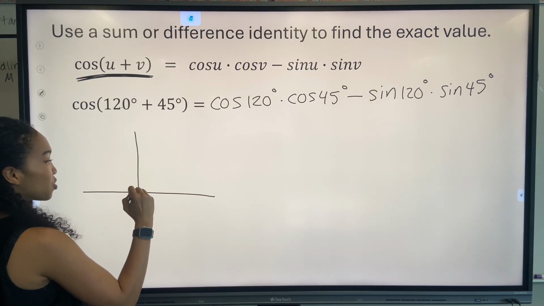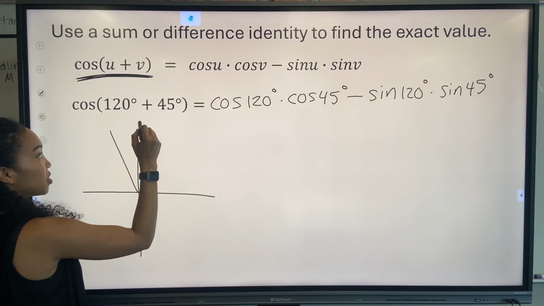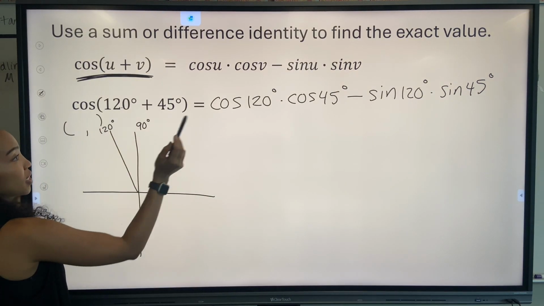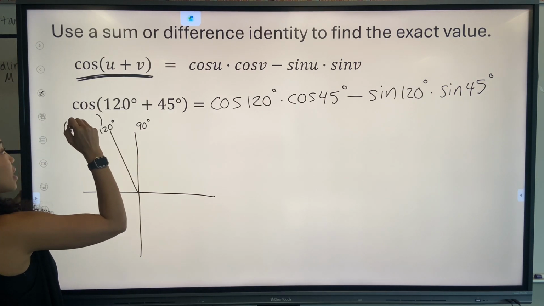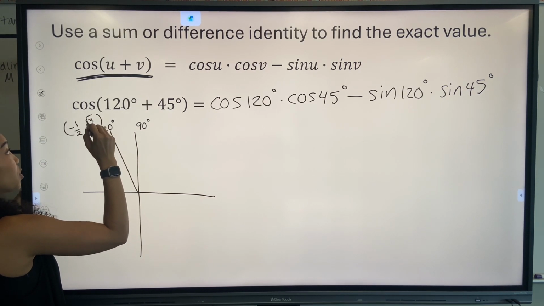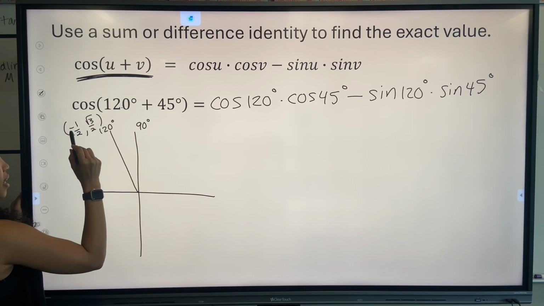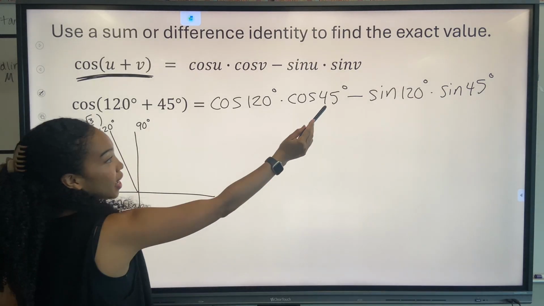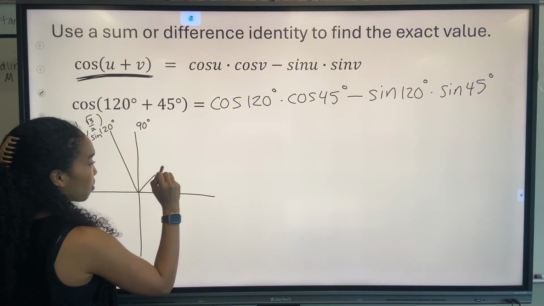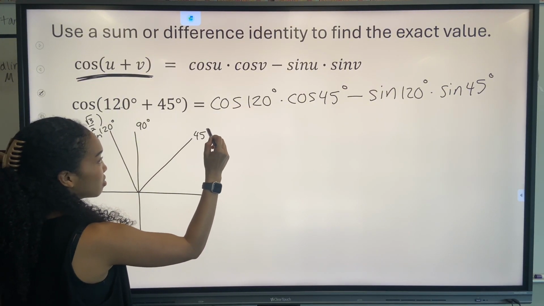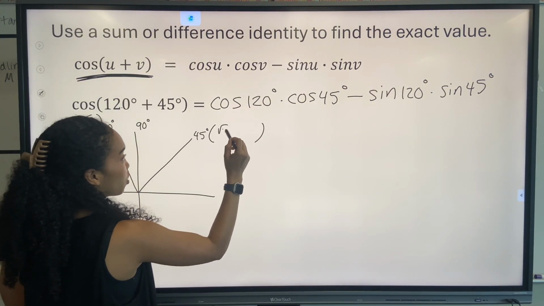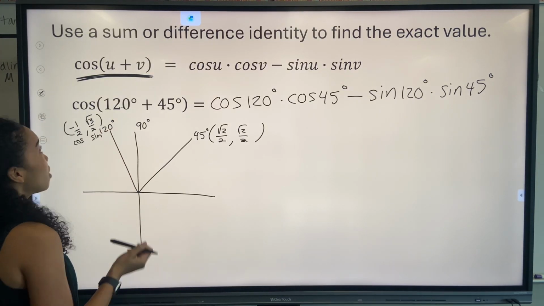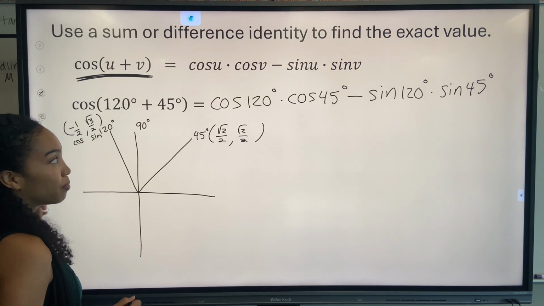120 degrees is right here. So this is 90 degrees and this is 120 degrees. And the coordinates at 120 degrees is -1/2 and square root of 3 over 2. The x value is cosine, the y value is sine. The next angle is 45 degrees. That's right here, 45 degrees. And the coordinates there are square root of 2 over 2 and square root of 2 over 2. Okay, so let's go ahead and solve the problem.